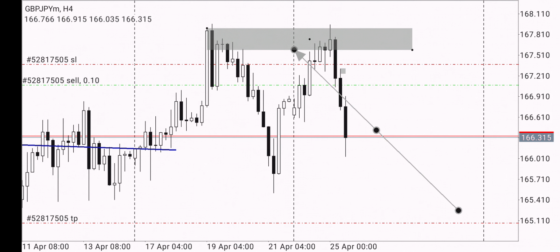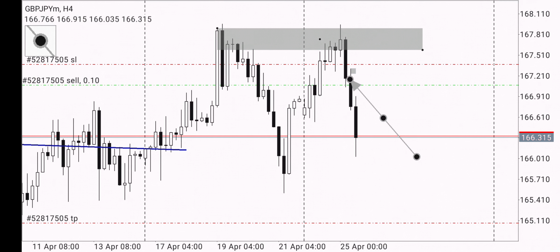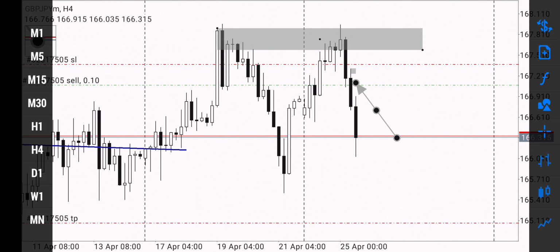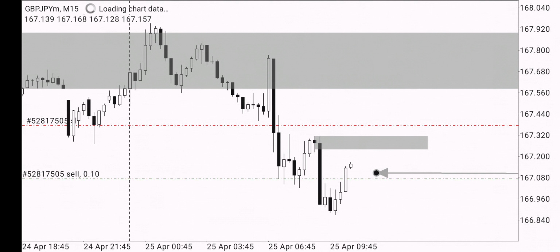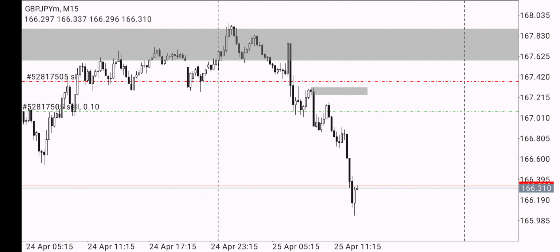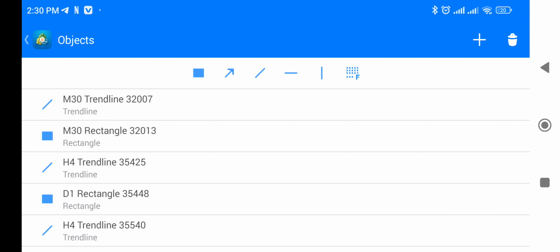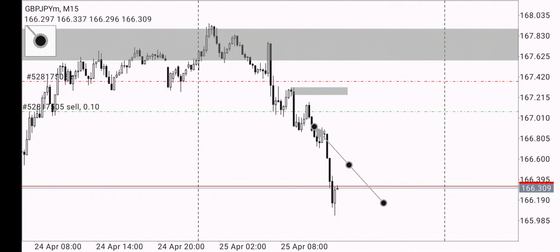After noticing the seller's presence, and after this 4 hours candle closed, I come to my lower time frame and enter on the lower time frame. Now let's go to the lower time frame. I entered immediately when this 4 hours candle closed, around here. I think it was around here.